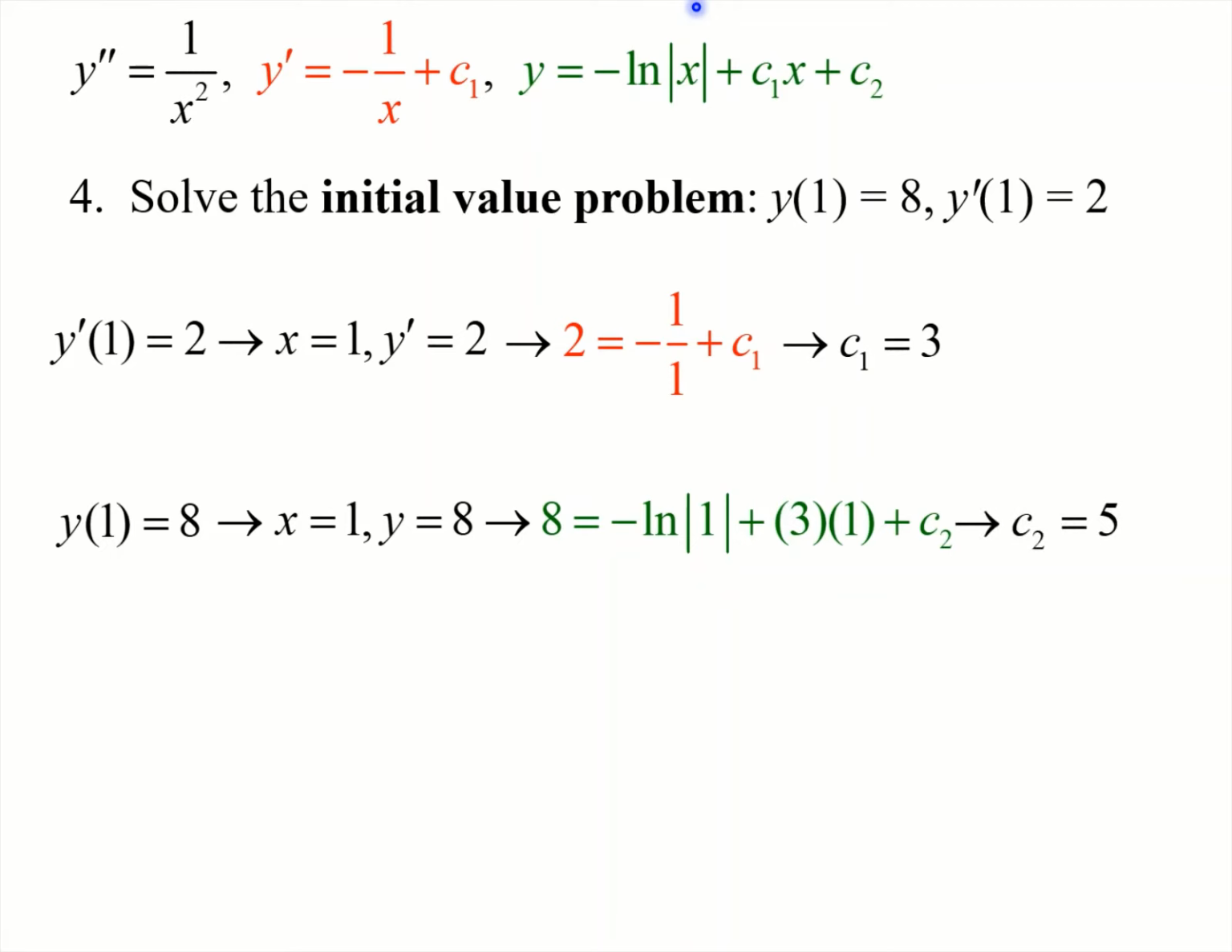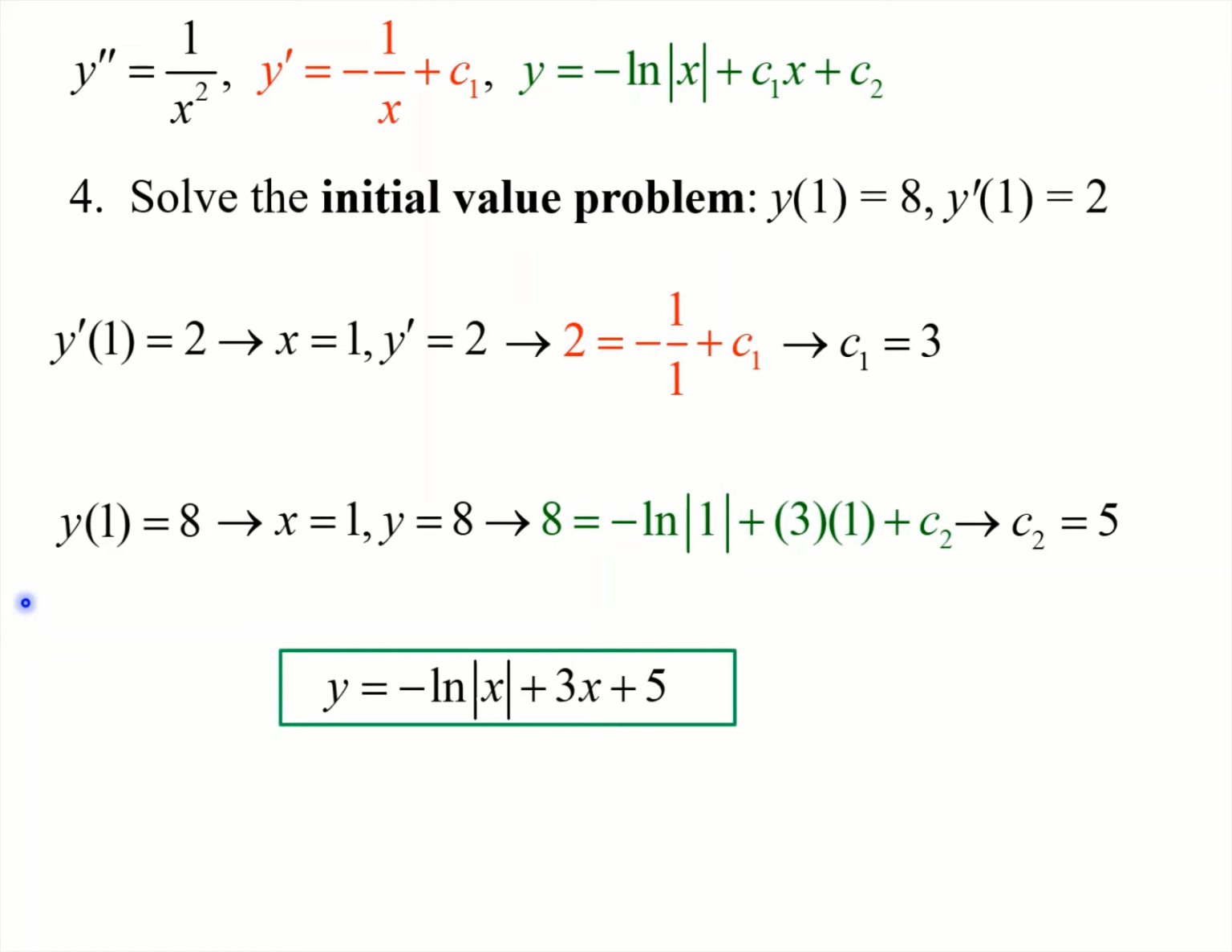So I can plug that c1 and c2 into this solution here that we got, this function. And what is that going to look like? It looks like this: y equals negative ln absolute value of x plus 3x plus 5. Now this solution is still an explicit solution. It's solved for y, but it's not a general solution anymore. So this right here is not general. This is called a particular solution. Why? Because it has no constants in it.